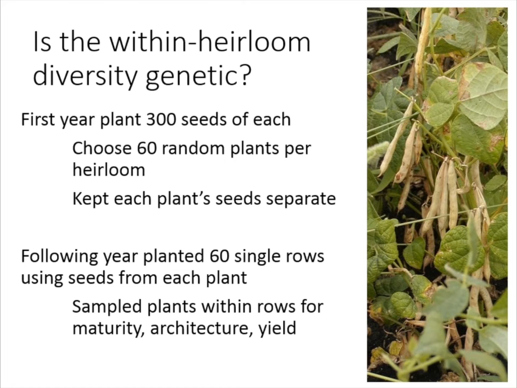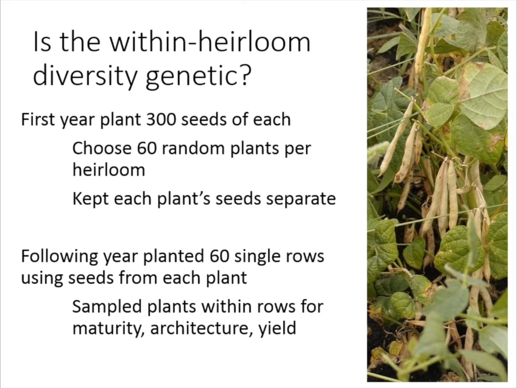And we'd harvest a plant and we'd keep the seed separate from each plant. This is important. So we have 60, from each heirloom now, we have 60 separate bags of seed that all trace back to 60 individual plants. All right, and we did that for all 17 of these heirlooms.